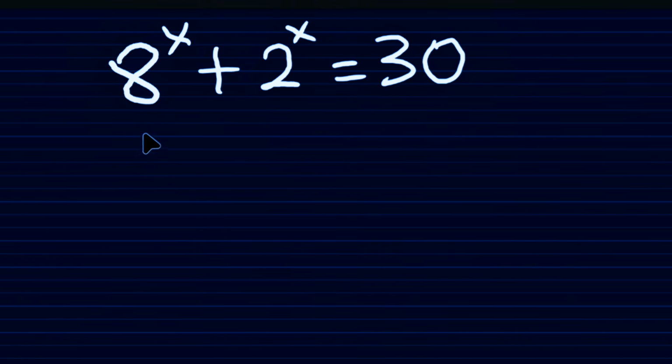Hello, great minds. We'll have a very interesting math Olympiad here. We'll have 8^x + 2^x = 30. Now, for us to solve this, let's first of all write the solution.